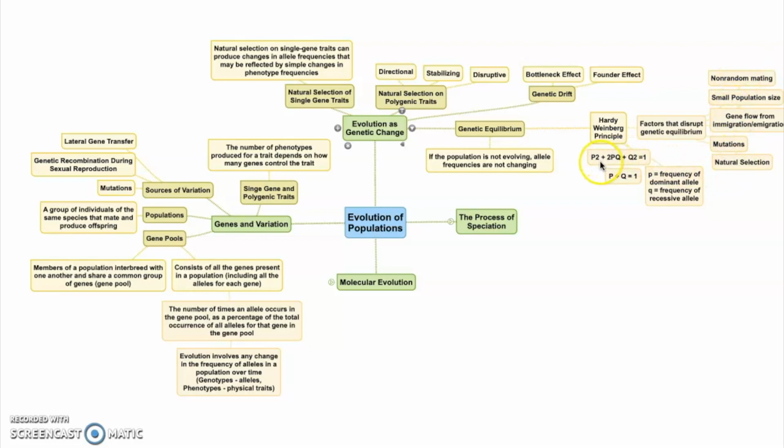And there's an equation that we're going to look at. Okay, it's p squared plus 2pq plus q squared equals 1, and p plus q equals 1, where p equals the frequency of the dominant alleles and q equals the frequency of the recessive alleles.